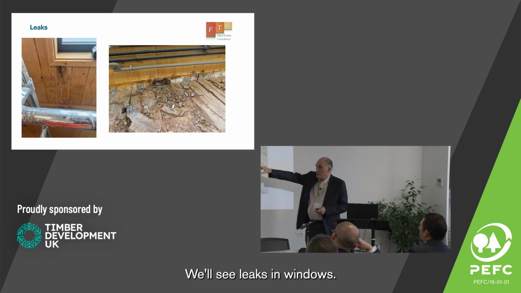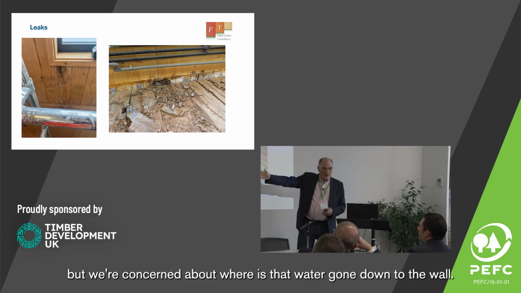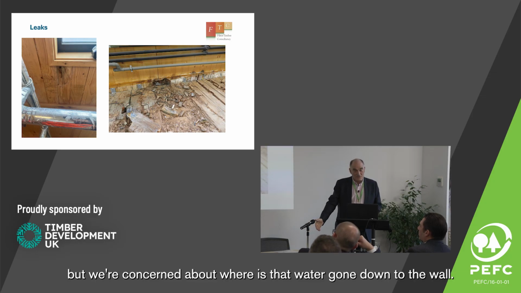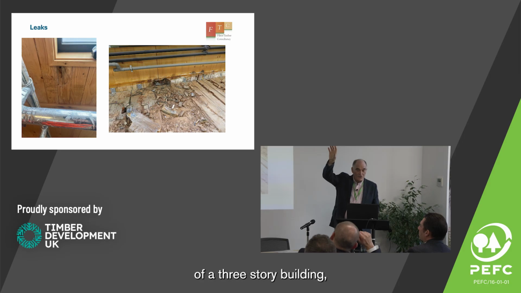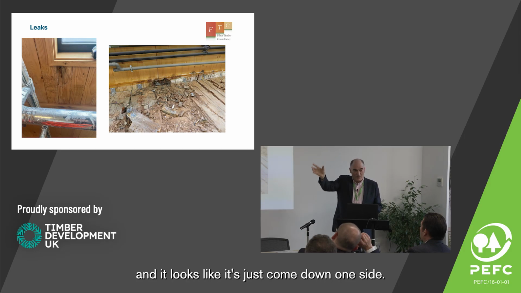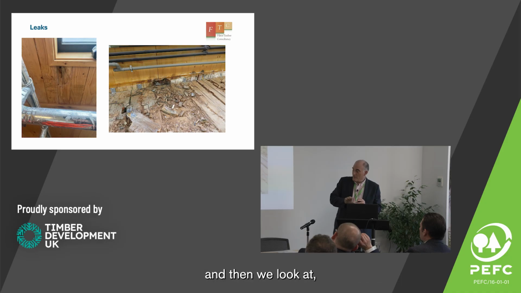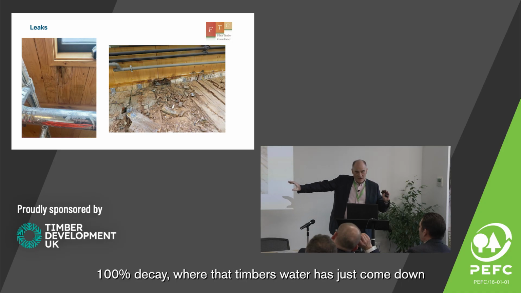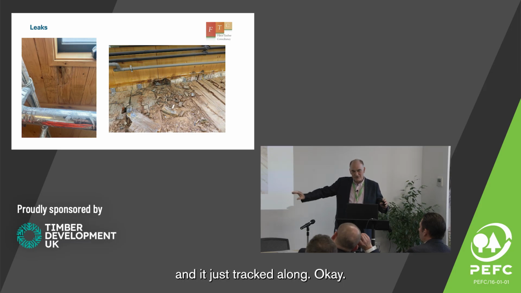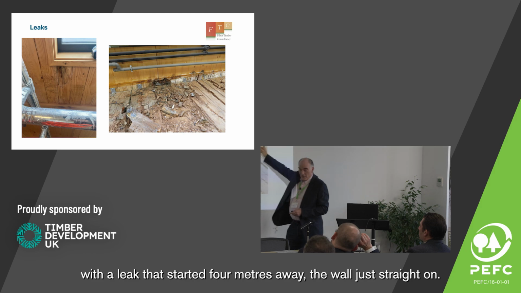We'll see leaks in windows. And what we're concerned about, yes, we can see it, but we're concerned about where's that water gone down the wall. Okay. I've seen leaks in a corner of a 3-story building, and it looks like it's just come down one side. It comes all the way down, and we can see it was decayed. And then we look behind the skirting boards, again, for another 10 meters, 100% decay, where that timber's water's just come down and it just tracked along. Okay. Here's an example of a floor with a leak that started 4 meters away.